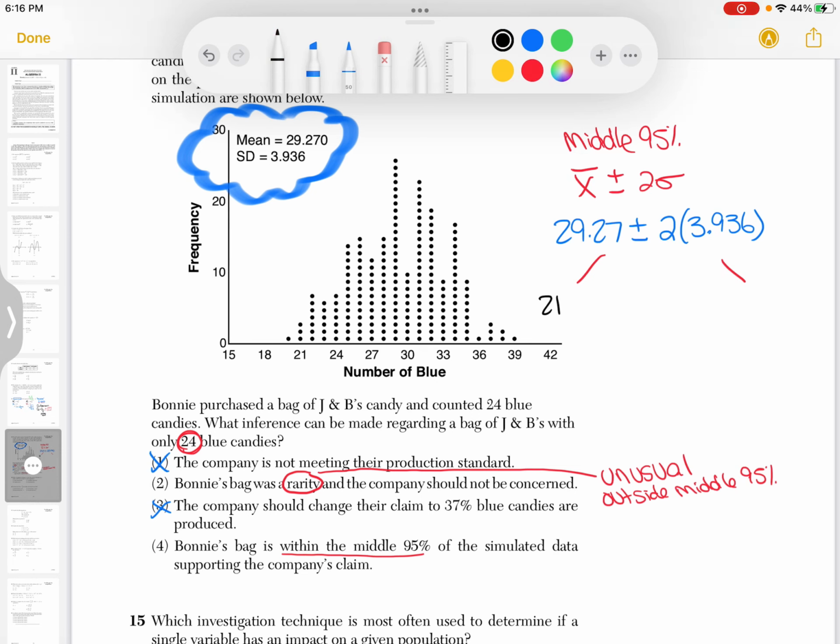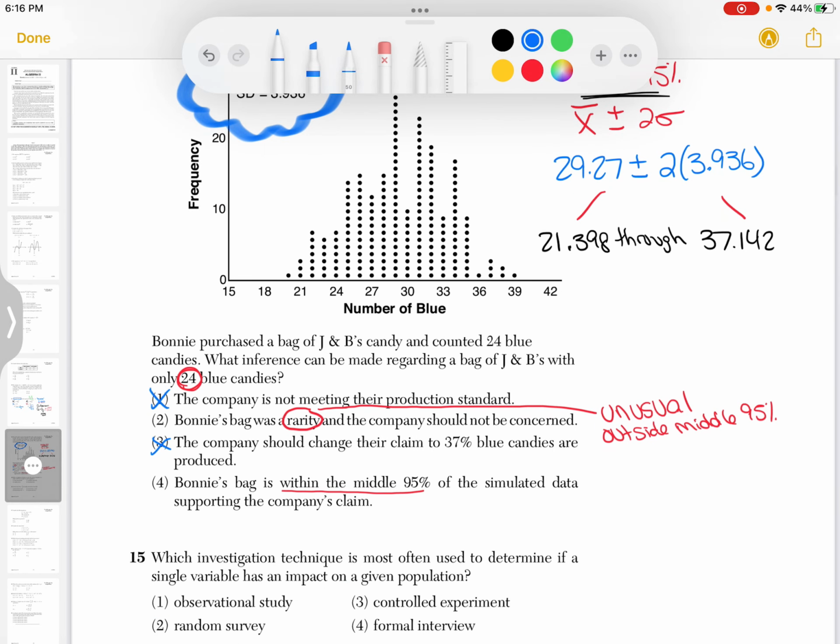My lower value when I subtract these is 21.398, and that is going to be through the value that I get when I add them, which is 37.142. So that's my confidence interval, also known as my middle 95%. I'm trying to find out if the value they're referring to, which is this one right here, 24 candies, is within or outside of the middle 95.